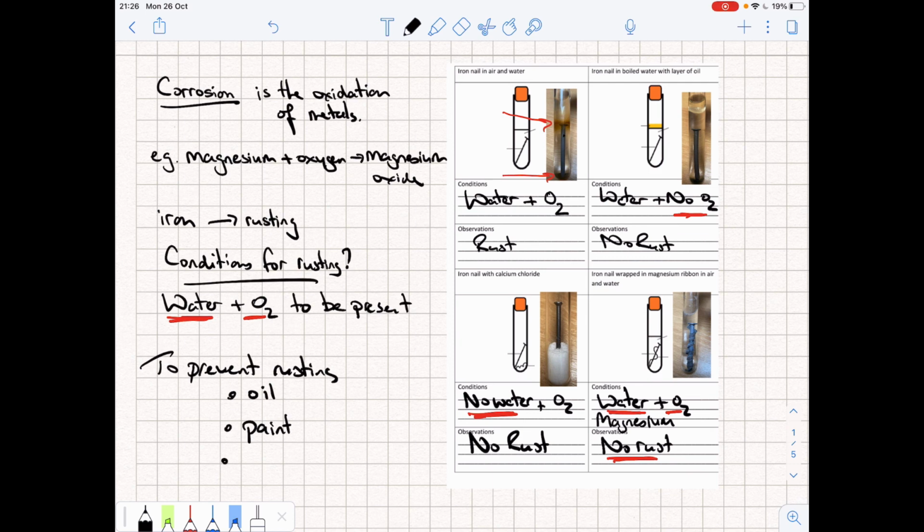And the final one, as we've seen in our example today, is we can get a more reactive metal and put it next to the iron, and that leads us to a situation called sacrificial protection, and the more reactive metal will react first, protecting the iron and stopping it from reacting.